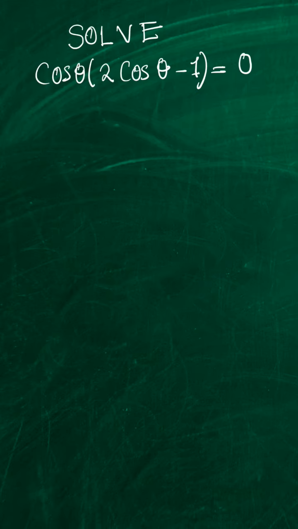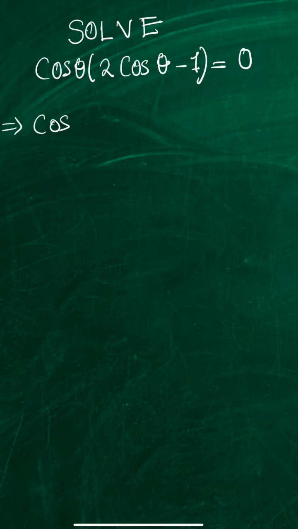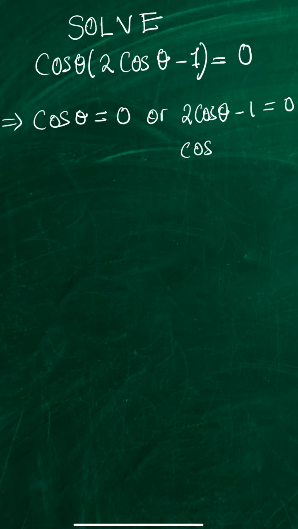Instead, you use the fact that the product of two numbers is 0 if either one of them is 0. So in this case, it means cosine theta is 0, or 2 cosine theta minus 1 is equal to 0. Then you solve the two equations separately. So in the second equation, when you solve for cosine theta, you get a half.